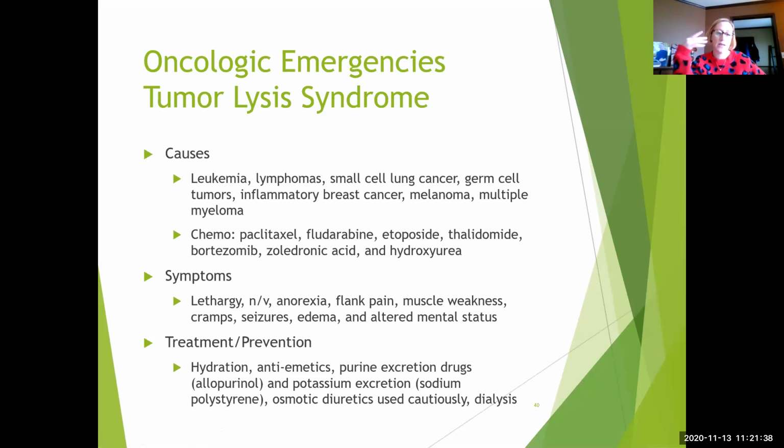And then treatment and/or prevention: hydration, antiemetics, those purine excretion drugs. If they're on any chemotherapy drugs that potentially have a higher risk of tumor lysis syndrome, they might be on these medications to prevent it from occurring, to help the body excrete those contents. So your allopurinol or your sodium polystyrene, potassium exchange resin, potentially osmotic diuretics that are used more cautiously because, again, we don't want to dehydrate them. And then dialysis in extreme cases as well.